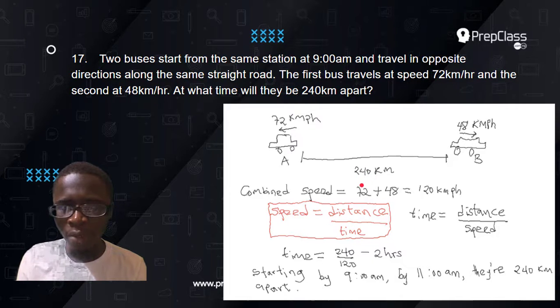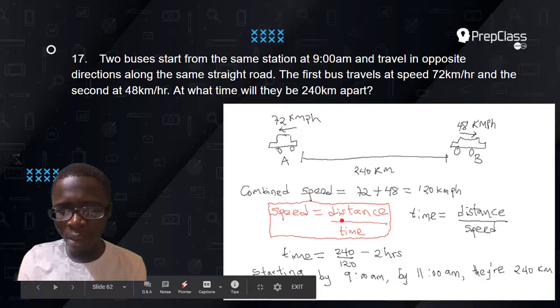So to do that, we first of all need to get the resultant velocity. And in this case, which is the sum of their speeds, to give us the average speed of the whole journey. So 72 plus 48 is going to give us 120 kilometers per hour as the average speed of the two vehicles now. And when we look at the formula for speed, which is equal to distance over time, you discover that time is given as distance over speed. So the distance they covered is 240 kilometers, and this happens using a speed of 120 kilometers per hour.